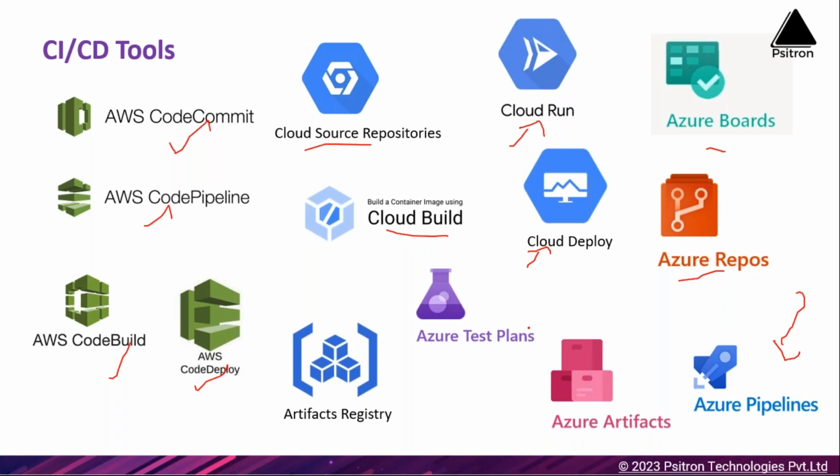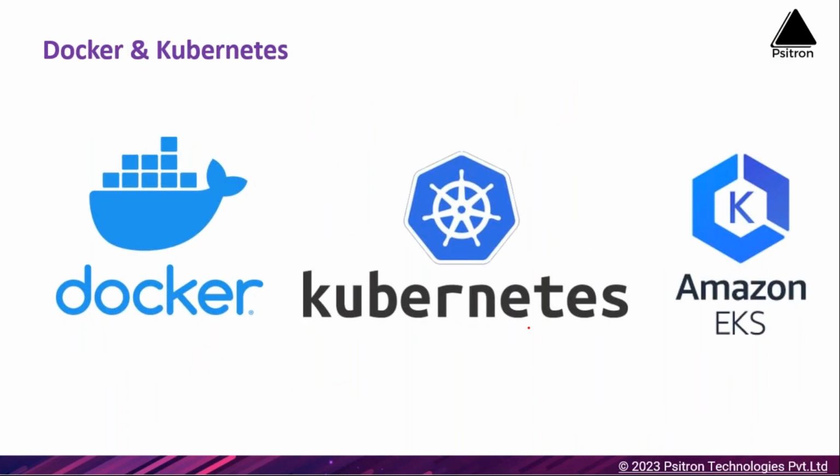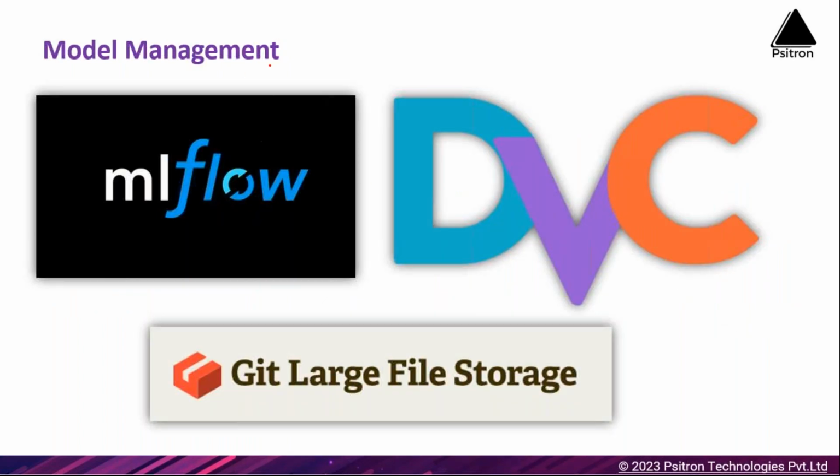Then come open source tools. Obviously, a lot of organizations do use open source tools. Yes, we do cover Docker from scratch for MLOps. We do cover Kubernetes completely from scratch for MLOps. And again, Kubernetes clusters on top of cloud platforms. It can be Amazon EKS, that is Elastic Kubernetes Service, or Azure AKS, Azure Kubernetes Service. And other open source tools like model management. Yes, MLflow is part of our program. DVC is part of our program. We'll be building end-to-end projects on top of it. We also cover Git LFS, large file storage.